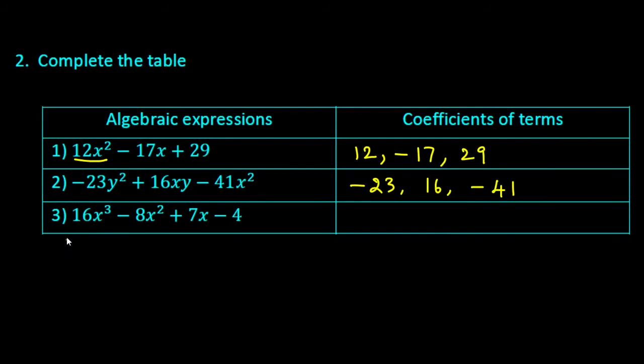In the third algebraic expression, we have 16x cube. The coefficient is 16. Minus 8x square. The coefficient is minus 8. Then plus 7x. The coefficient is 7. Then minus 4. So the coefficient is minus 4.